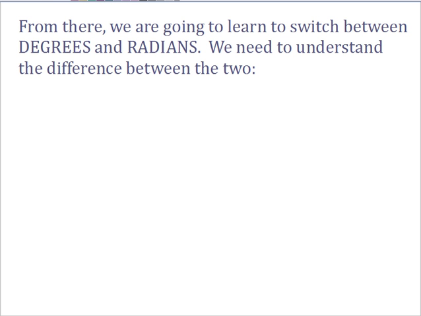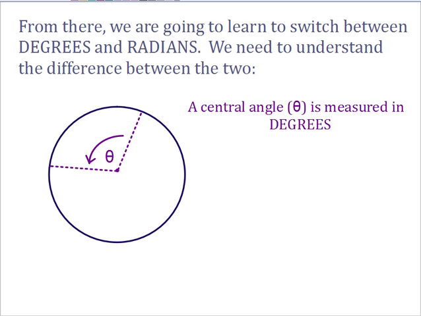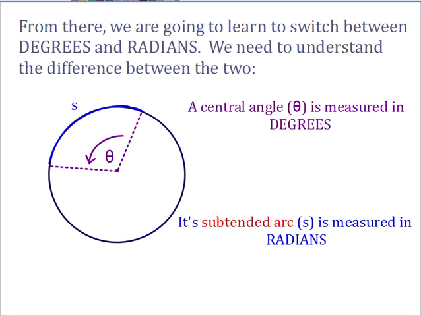So from there, we're going to learn how to switch between degrees and radians. We need to understand the difference between the two because they're not exactly the same thing. So here's our circle. The central angle, theta, is measured in degrees. So degrees measures an angle. Its subtended arc, okay, this arc is called subtended because it's the part of the circle that gets cut off by that angle, right? I have my central angle. If I span those two sides out, it actually cuts off this portion of my circle, and that's a subtended arc. The length of this arc, S, is measured in radians. So when I'm talking degrees, I'm talking about the measure of the angle itself. When I'm talking radians, I'm talking about the length of the arc that's created from that angle.